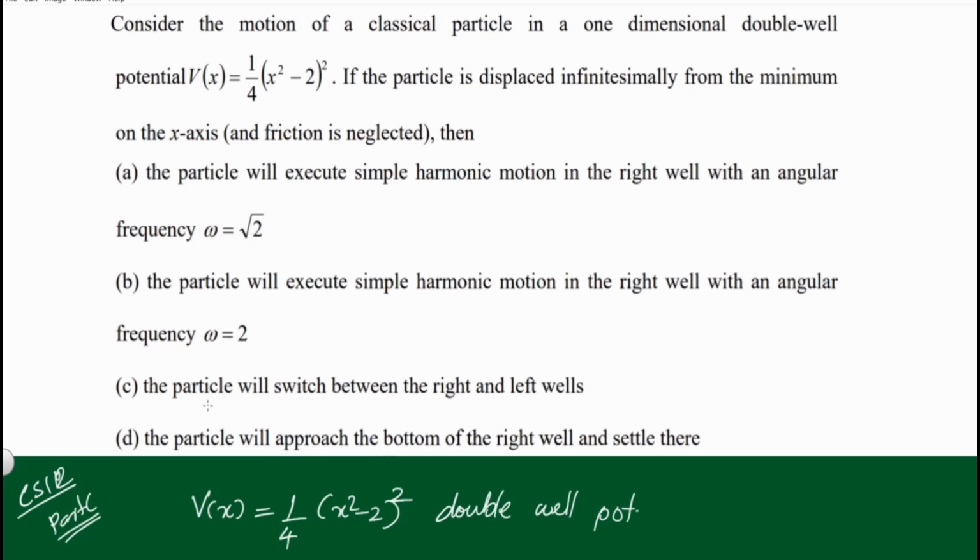The third option is the particle will switch between right and left walls, and option D, the particle will approach the bottom of the right well and settle there. Here, which of the options have much similarity? Here you see omega equal to root 2, omega equal to 2. So among these 4 options, these 2 have much more similarity, right? So I am predicting that C and D will not be the answers.